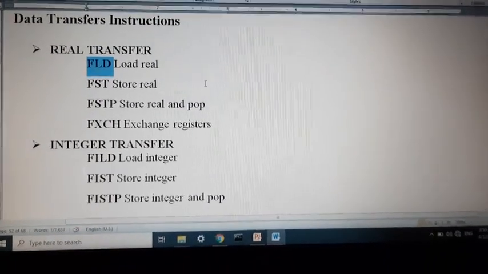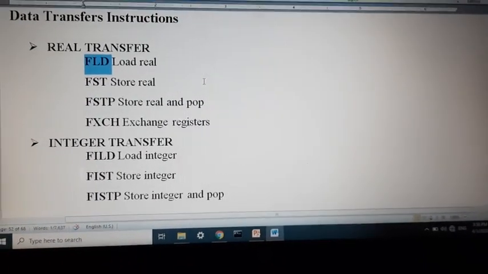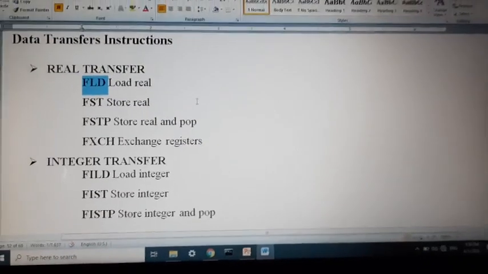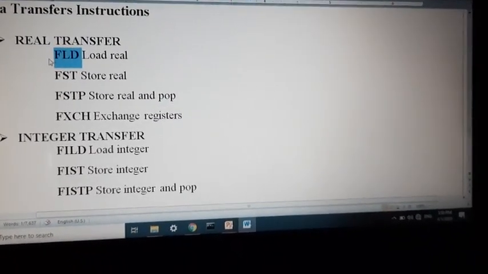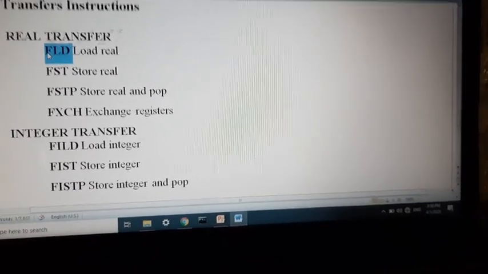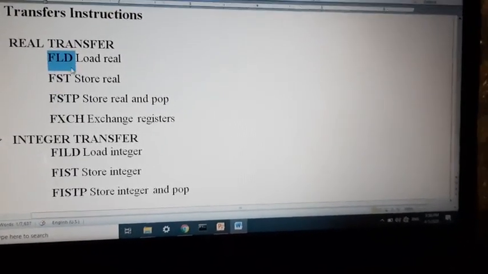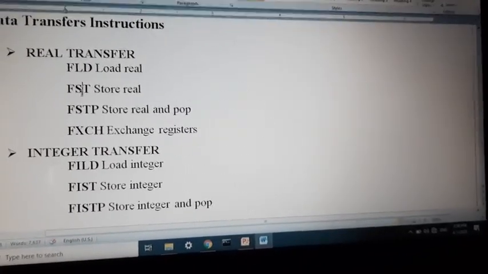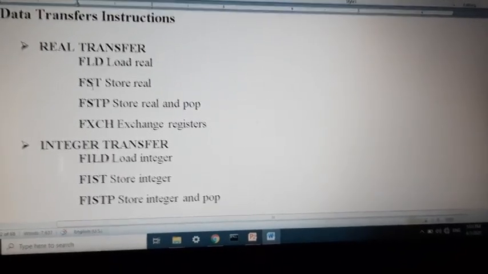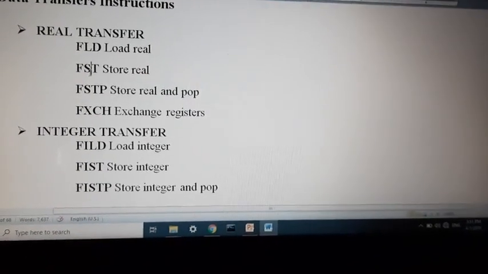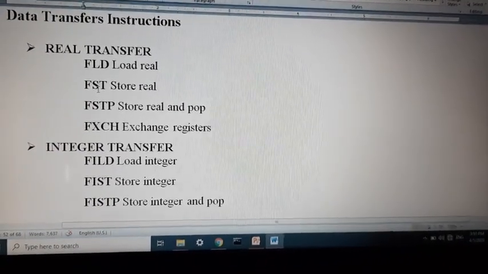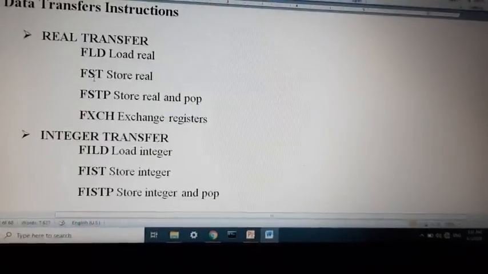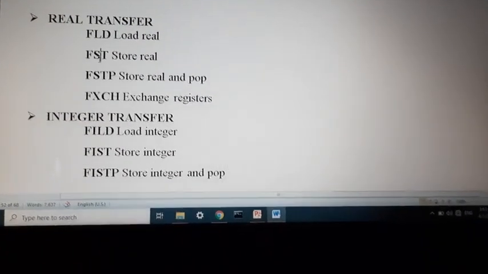So, as we know now, all the instructions will always start with the letter F. For the load operation, the instruction is LD and it will start with the letter F. So the instruction is now known as FLD, and the meaning is load real. The next instruction is FST, that is store real. The third instruction is FSTP, that is store real and then pop. And the last instruction is F exchange, that is exchange the registers between the operands.